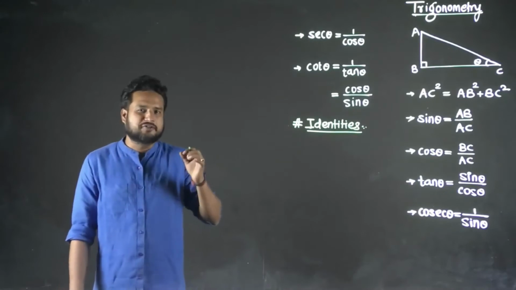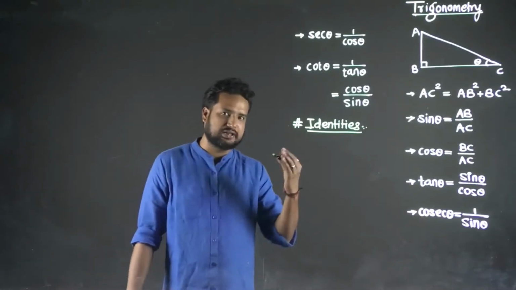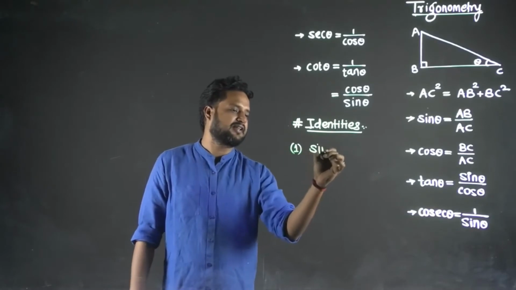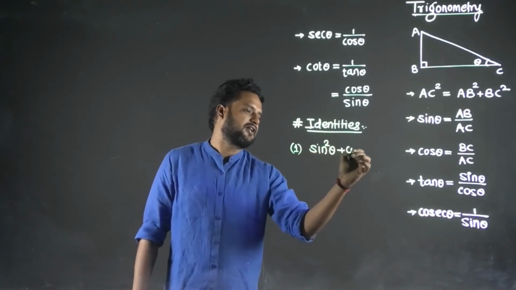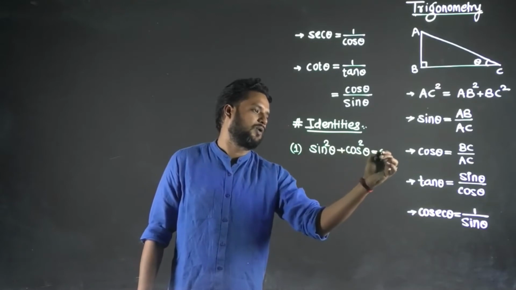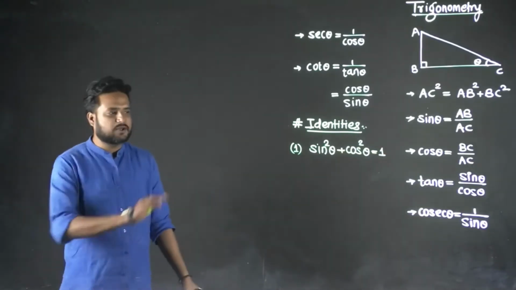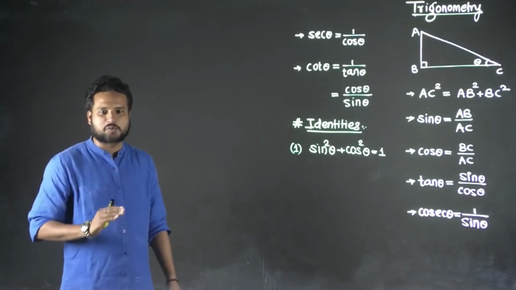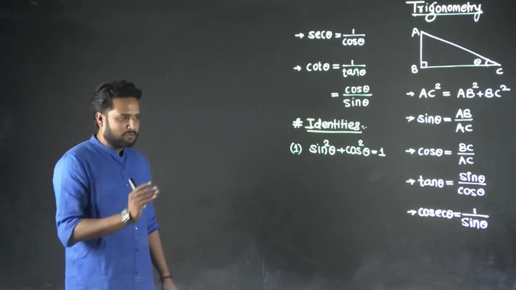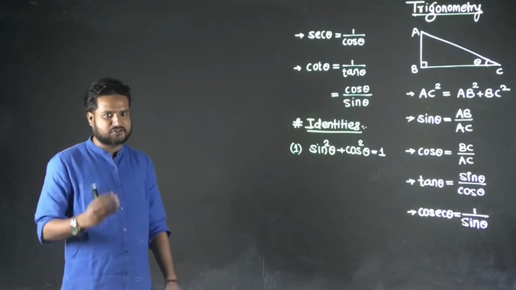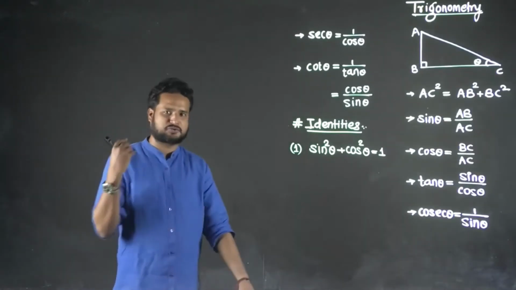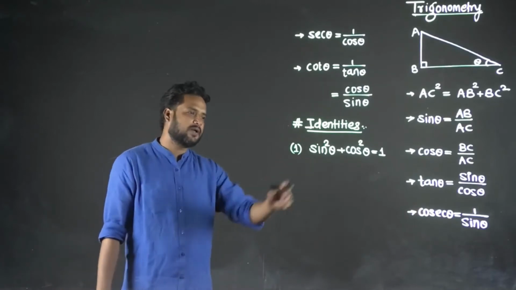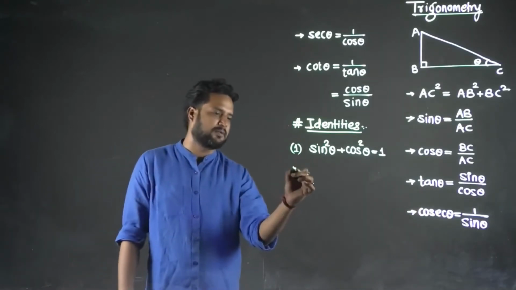Now there are a few really important identities, namely 3. First one is sine square theta plus cos square theta is 1. This is something which everybody in this world is aware of. No matter if you have done 10th standard, 11th standard and you switch to commerce or some other field, you still remember this. This is such a popular formula. So sine square plus cos square is 1.